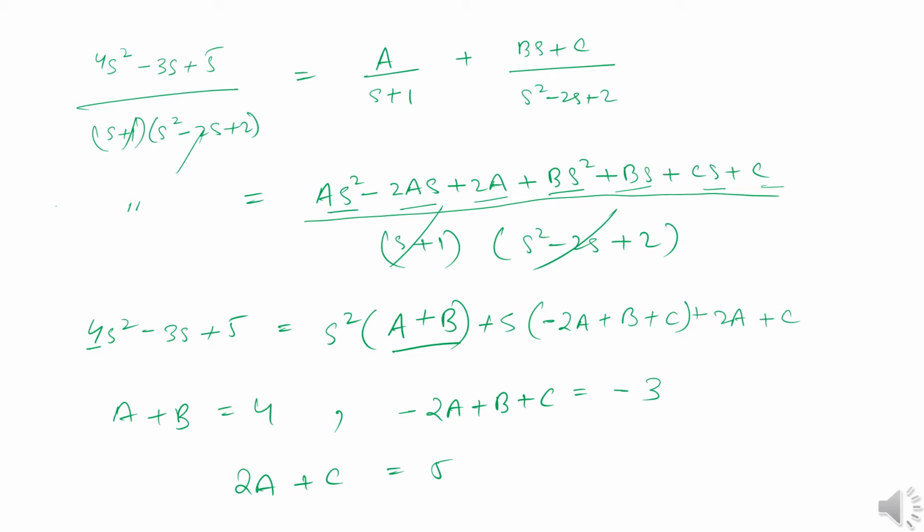We can solve it by calculator. It's easy to solve using a calculator. I am writing the coefficients directly. So a is equal to 12 over 5, b is equal to 8 over 5, and c is equal to 1 over 5. So now I can replace the coefficients that I supposed initially.